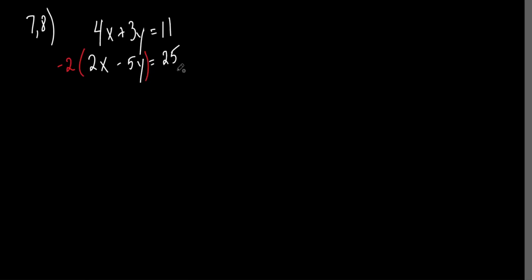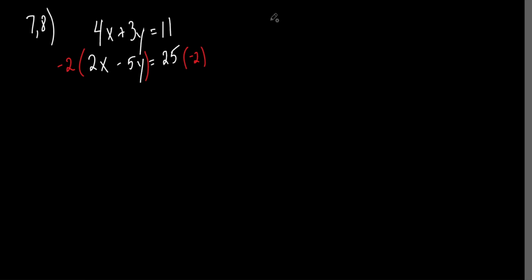You could multiply by 2 and then subtract them, but I like to just do the same thing over and over again. I like to always add the columns, so I always like to have a positive and a negative. All right, everybody with me?